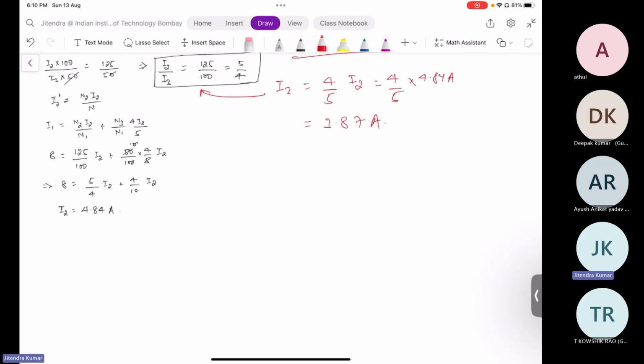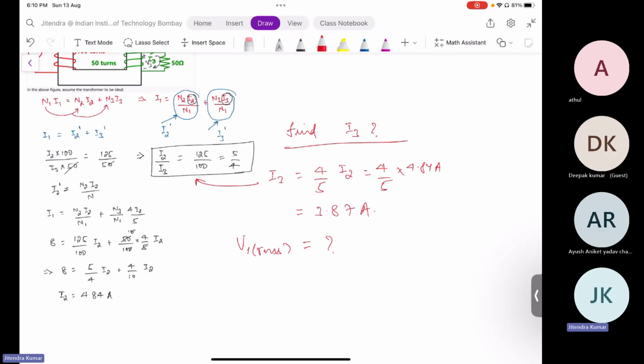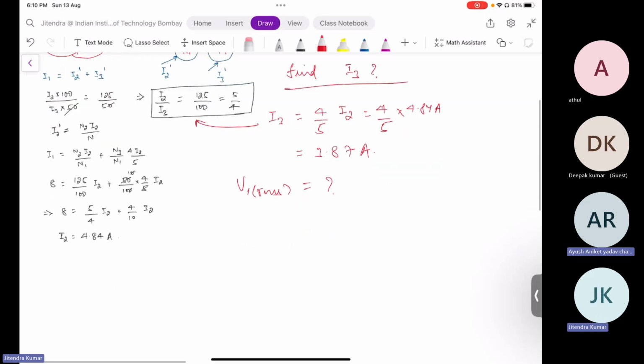Now the third part of the question was to find out the RMS value of the primary voltage, V1 RMS. I hope we have found I2 and I3. So what should be the approach to find V1 RMS? Any guess? You must have solved this problem for the assignment. Using the turn ratio, sorry, the voltage per turn concept, we can compute V2 or V3.